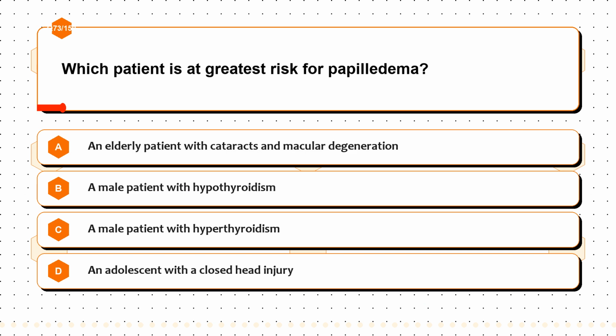Question 73. Which patient is at greatest risk for papilledema? Here are the options. Option A. An elderly patient with cataracts and macular degeneration. Option B. A male patient with hypothyroidism. Option C. A male patient with hyperthyroidism. Option D. An adolescent with a closed head injury.